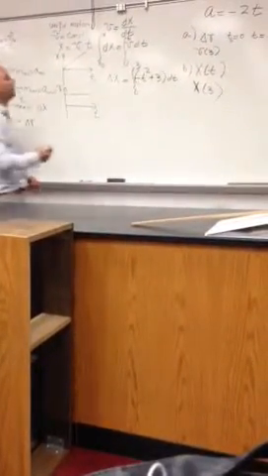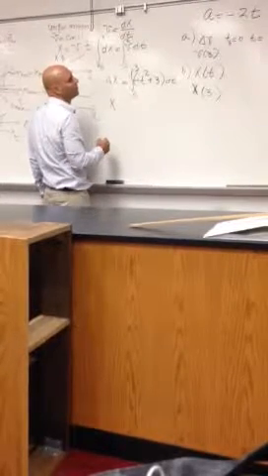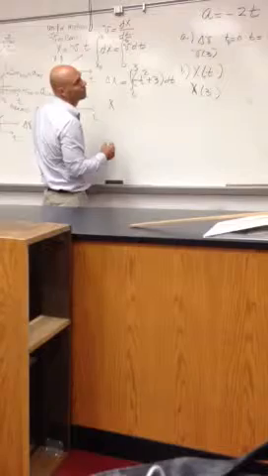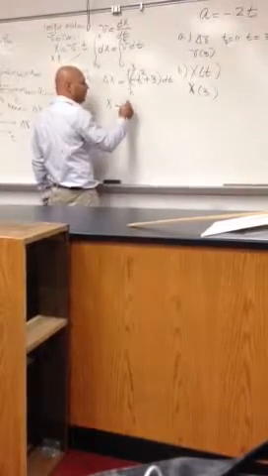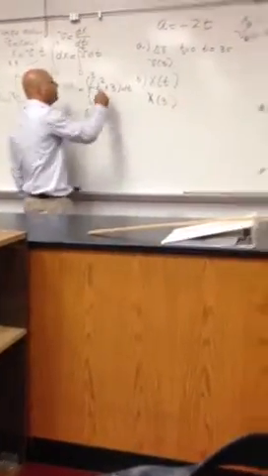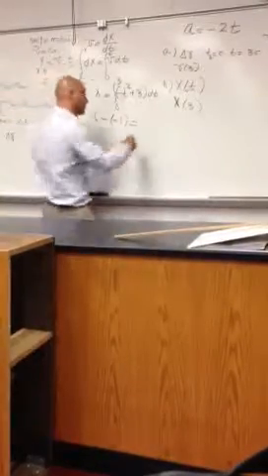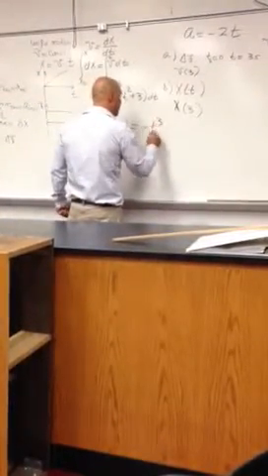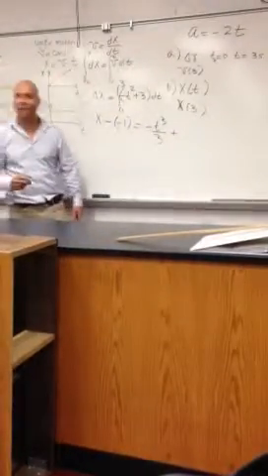Because I know what is x initial. How much is x initial? Negative 1, right? Negative 1 meter. So x minus negative 1 equals the integral of this. How much is the integral of negative t squared? Negative t cubed over 3 plus, what is the integral of 3? 3t.